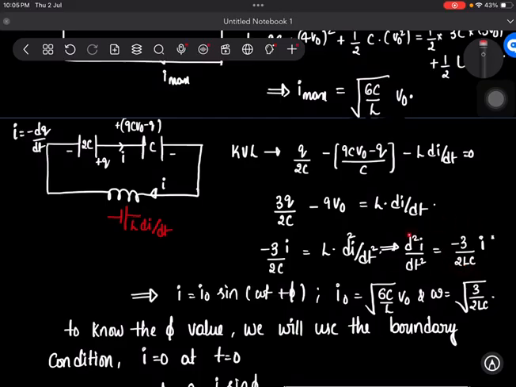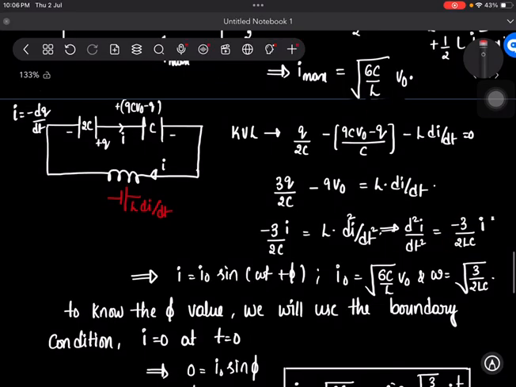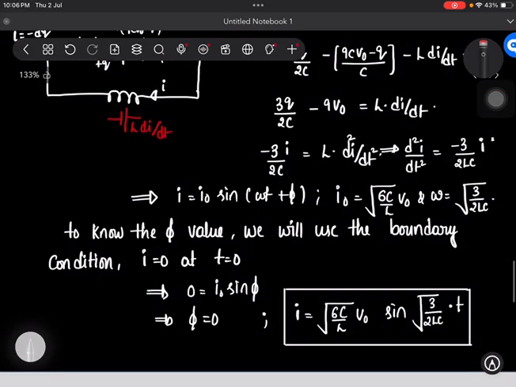So the general equation for this kind of SHM equation is I equals I naught sin(omega t plus phi), where I naught is the maximum current which you have just calculated here, and this is your omega square, so omega will be the square root of that term. Now to know the phi value, I will go with the boundary conditions or initial conditions, whatever you say. At t equal to 0, we know that there is no current flowing in that circuit. It was given in the question also.